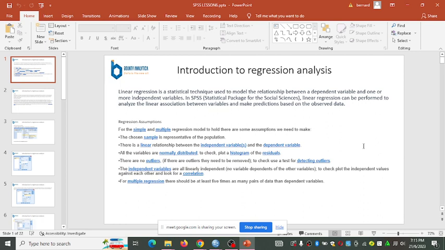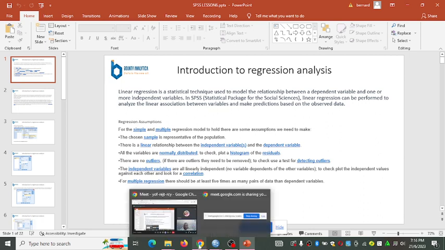Another point, we assume that there are no outliers. If there are outliers, they need to be removed. And to check, we use a test for detecting those outliers. I'm sure up to now you understand the tests or the graphics that one can use to detect outliers in data.